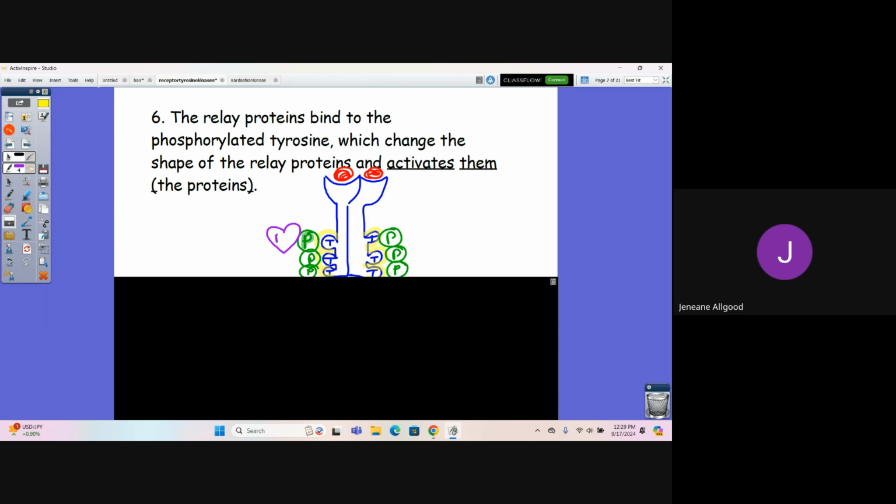So I'm going to change it to a heart shape. Okay. So now we change their shape, and that activates them. How are we going to show these relay proteins are activated? We're going to do the yellow halo around it.